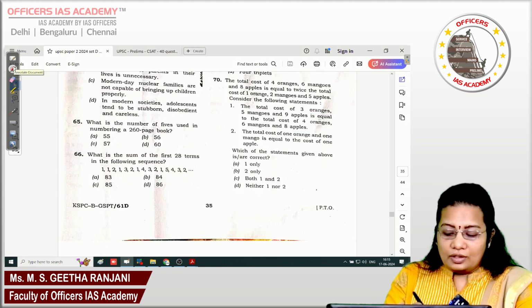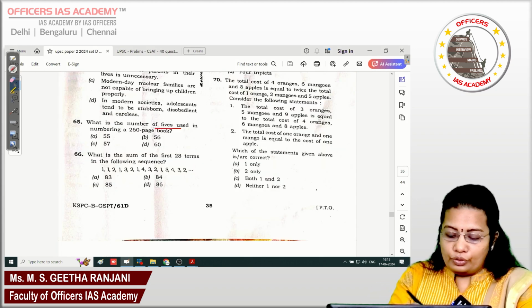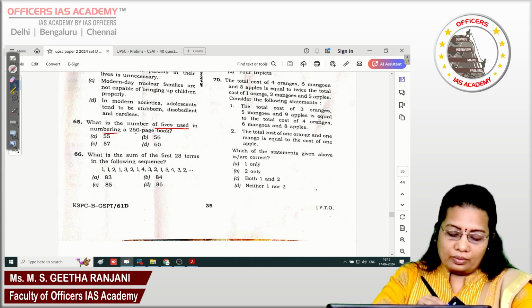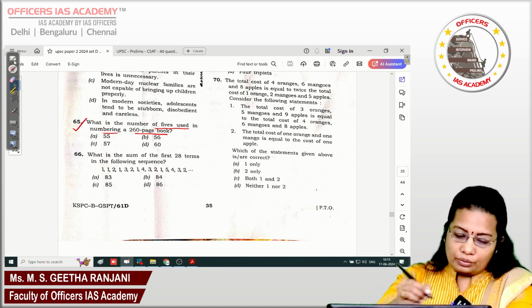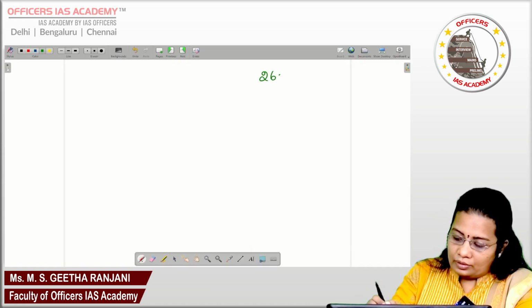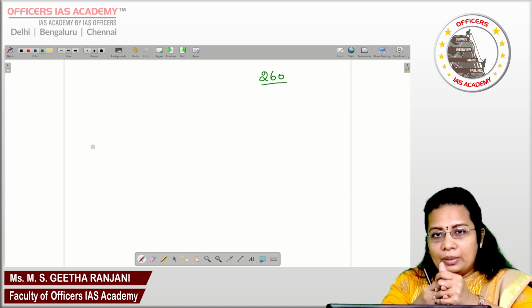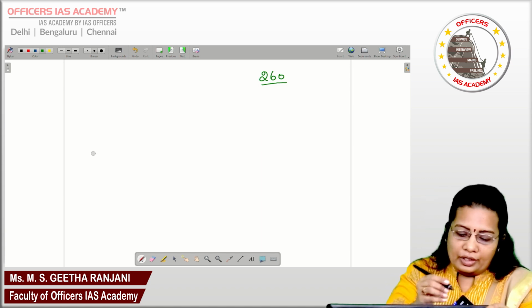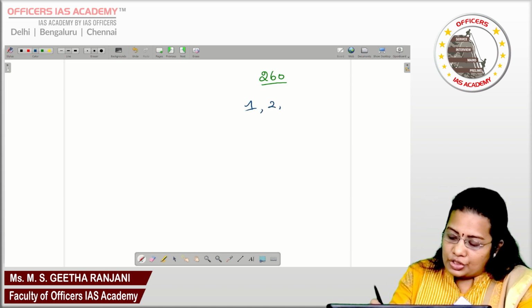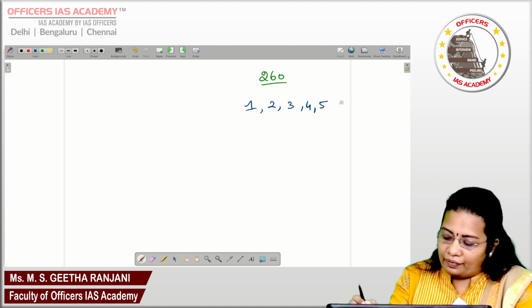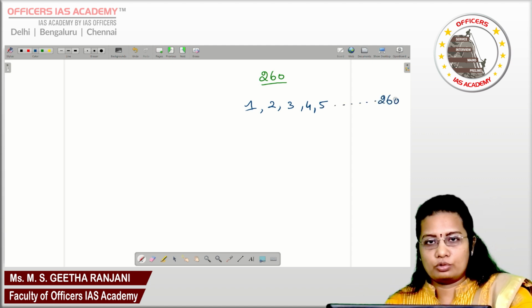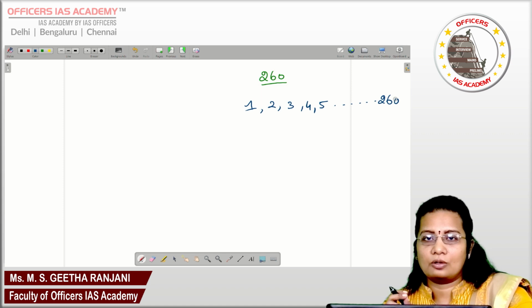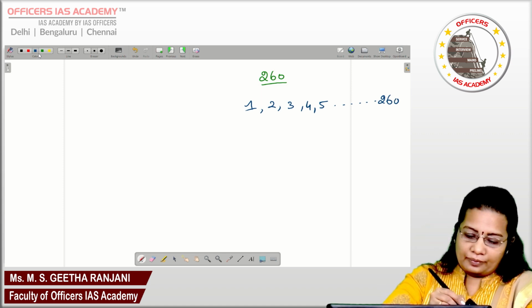What is the number of 5s used in numbering a 260-page book? Question number 65. So there is a 260-page book. How will the pages be numbered in a usual manner? 1, 2, 3, 4, 5, like that. It is a 260-page book, so it will stop at 260. In this, you want to count the number of fives present.